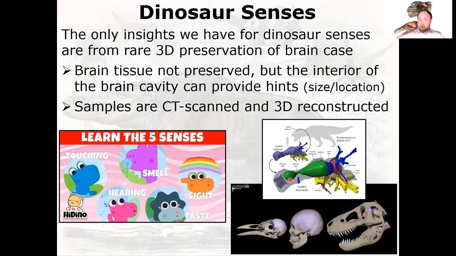But if we want to know about dinosaur senses, we can look at dinosaur brains. You can see the olfactory bulb here. You can see some of the ear structures. You can see the optic lobe here. This is how we can take guesses at dinosaur senses.